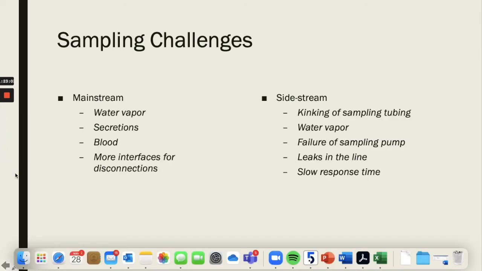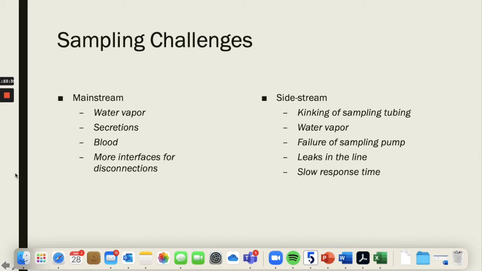All right, so there are some sampling challenges. With the mainstream, water vapor can accumulate, and secretions and blood as well. It can accumulate right there on that analyzer, and so that could distort the analysis. And there are more interfaces for disconnections, because it's usually right at the Y piece or within the breathing circuit. So when it is connected at the Y piece, sometimes there's the ET tube, the analyzer, and then the Y piece of the breathing circuit.